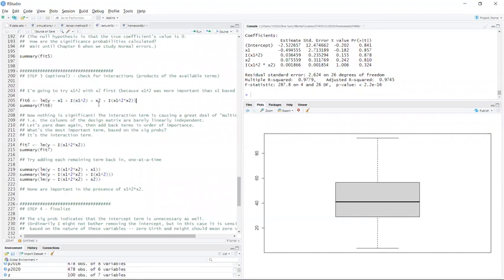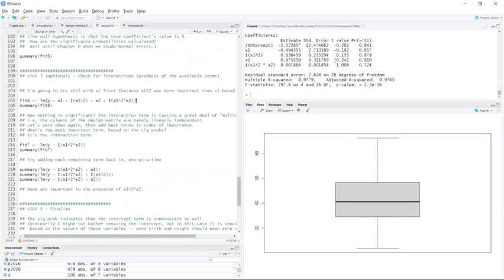But here there were only a few, and if there are only a few, I don't mind checking interactions. So I added the interaction term and I said nothing matters. It's more about noticing that the interaction was the most important thing here.